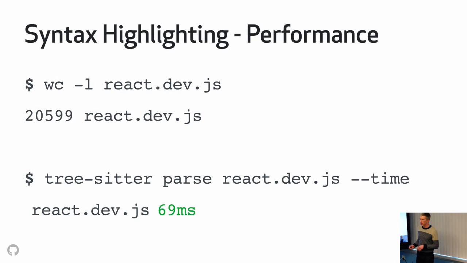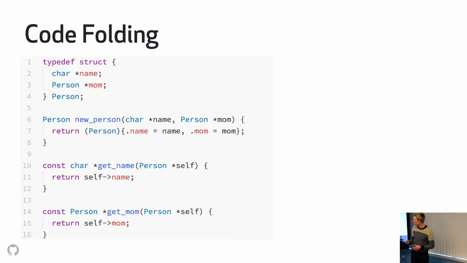Okay, and then aside from syntax highlighting, the next thing that I chose to build using Tree-sitter was a new code folding system. So you're probably familiar with code folding. It lets you hide parts of your code that you don't want to look at right now.